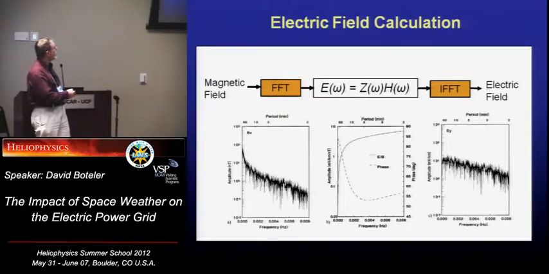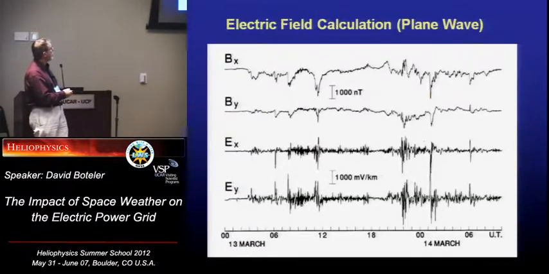So this is an example of the magnetic field spectra, the Earth response changing with frequency, and the phase changing. And then this is the electric field spectra that we get out from that. And then after doing these calculations, that was the magnetic field data that went in, and these are the electric fields that we get out.